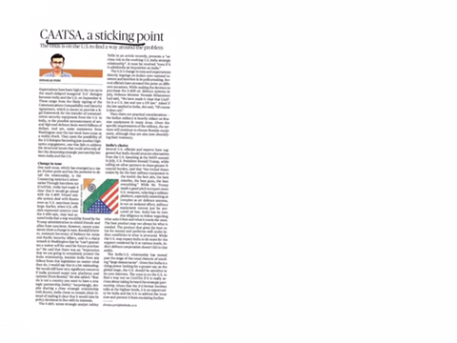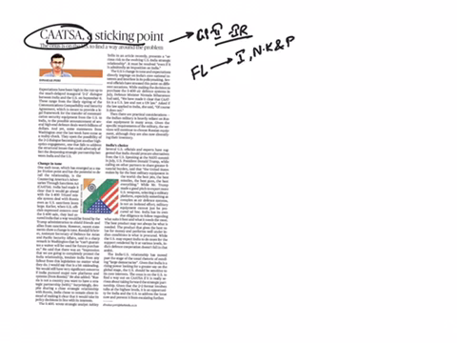CAATSA, a sticking point. This topic comes under GS Paper 2, International Relations. Now let us see what this CAATSA is. Countering America's Adversaries through Sanctions Act. This is a United States federal law that imposed sanctions on Iran, North Korea and Russia. CAATSA includes sanctions against countries that engage in significant transactions with the Russian defense and intelligence sectors. That is, if any country has engaged with the Russian defense and intelligence sectors, then this act will impose sanctions on that country.